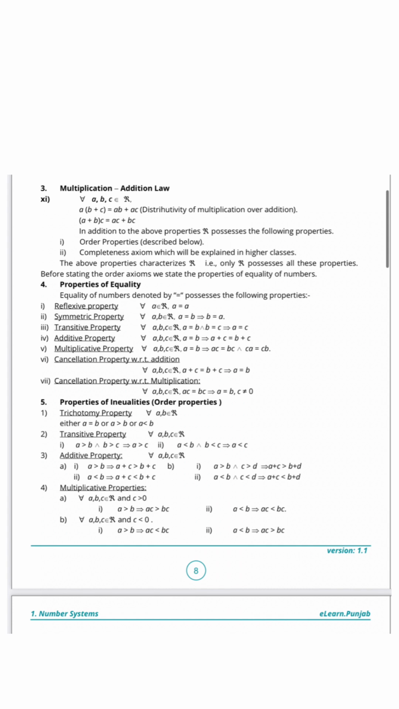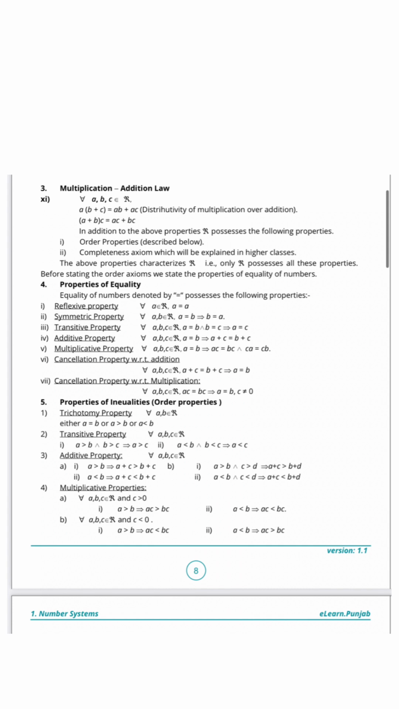Like a could be, let's say, 1, b will be 2, plus c will be, let's say, 3. Then you will multiply 1 with 2, and you will also multiply a, which is 1, with c, that is 3. And that is how you will get the correct answer.